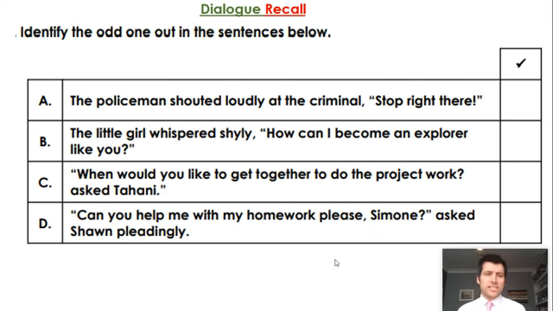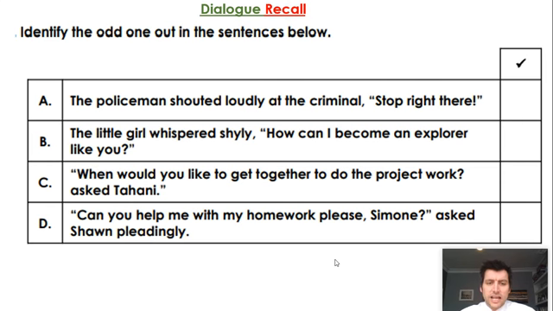Second one here, see which of these is the odd one out. Okay, so we've got the policeman shouted loudly at the criminal, stop right there. The little girl whispered shyly, how can I become an explorer like you? Third one, when would you like to get together to do the project work? Asked Tahani. And fourth one, can you help me with my homework, please, Simone? Asked Sean pleadingly. I like pleadingly in that adverb. Mr. Spring pleadingly asked Year 6 to make sure they got their homework in on time. Or Year 6 pleadingly asked Mr. Spring if he'd let them go out to playtime.